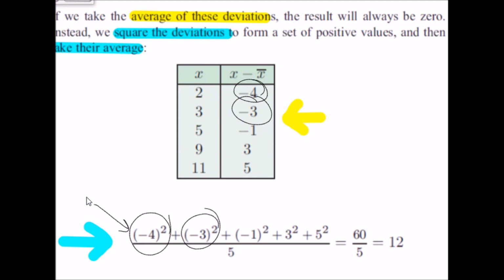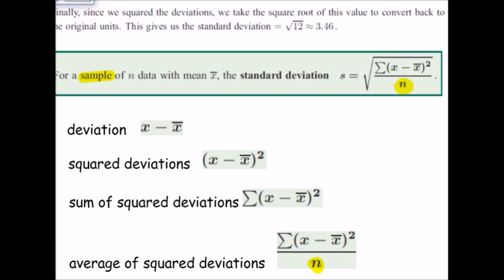Now, that is not the deviation, or the average deviation, because I've squared these numbers. So I have to square root that answer to bring it back to the relative size it should be, which is what we can see up here. So 3.46, or the square root of 12, is known as the standard deviation.